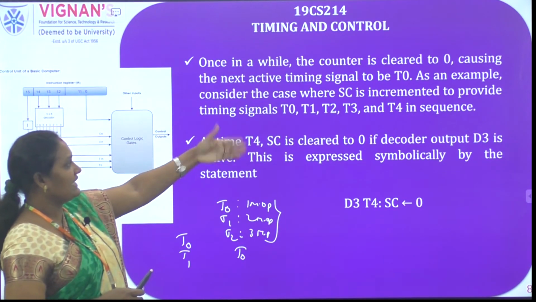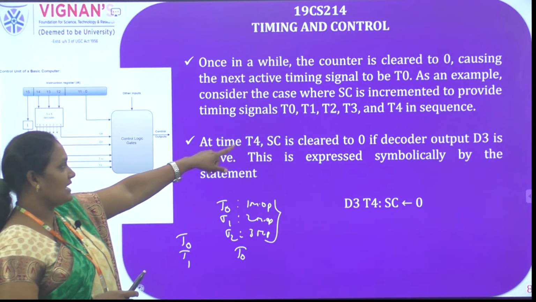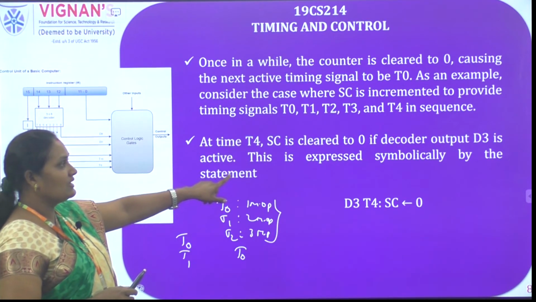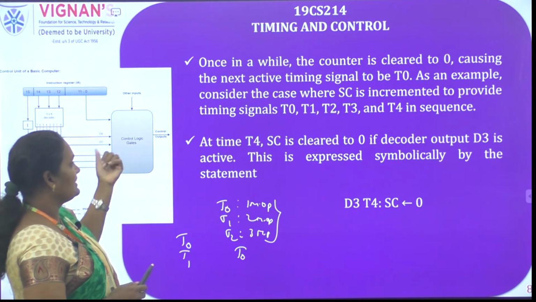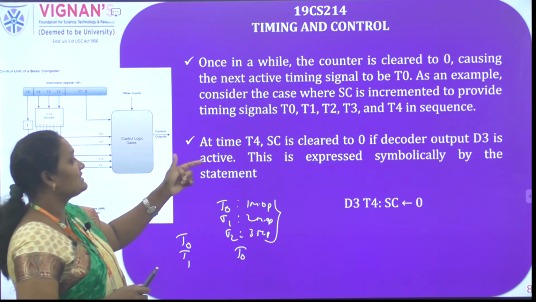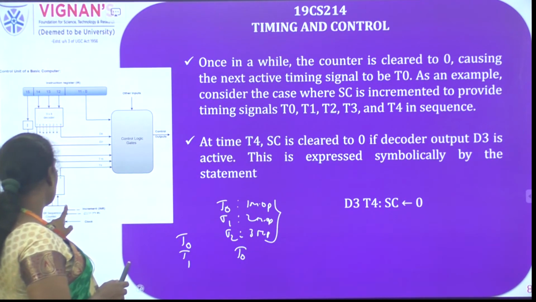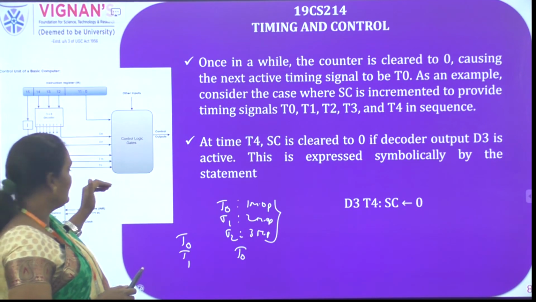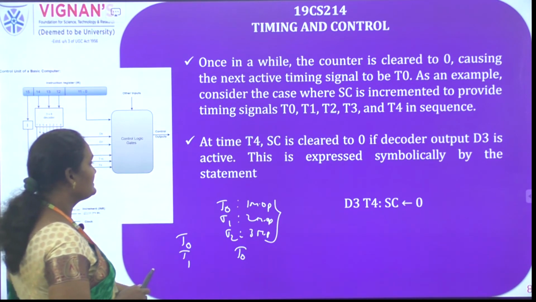Now, let us see. What I explained is an example: we generated the timing signals T0, T1, T2, T3 and T4 in sequence. After T4, I want to start the execution of the next instruction. Then I need to get the timing signals from T0. So, in that case, we need to clear the sequence counter. The sequence counter becomes 0. By sending the 0 value, again it starts sending the timing signals from T0. Like that it generates the clock pulses.